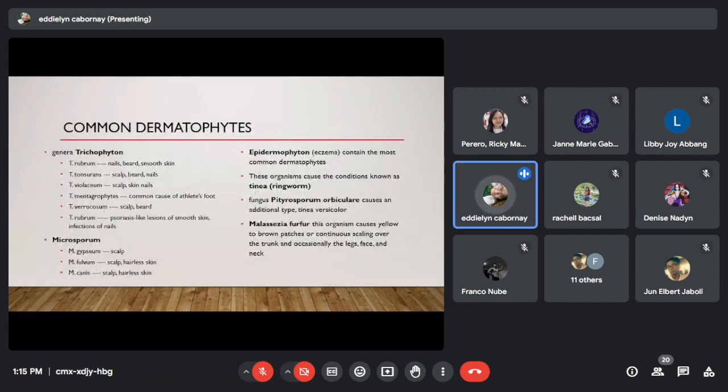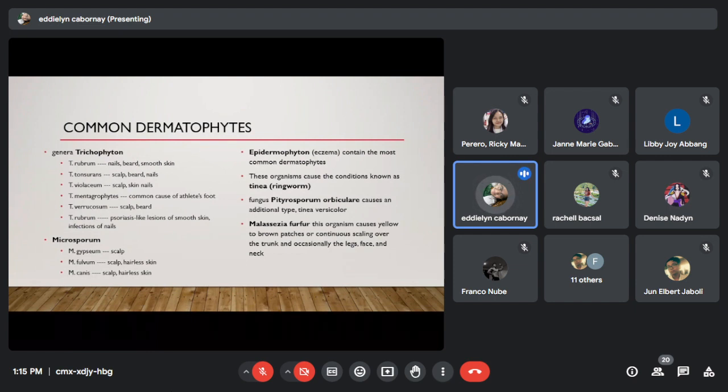So these are the common dermatophytes. We have the genus Trichophyton, which affects different organs in our body. We have Trichophyton rubrum, which affects the nails, the beard, and the smooth skin. Tonsurans affects the scalp, beard, and nails. Next is violaceum, scalp, skin, and nails. Mentagrophytes is a common cause of athlete's foot. Verrucosum affects the scalp and the beard.